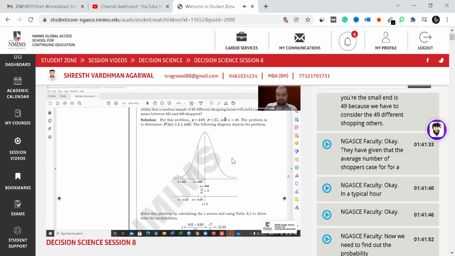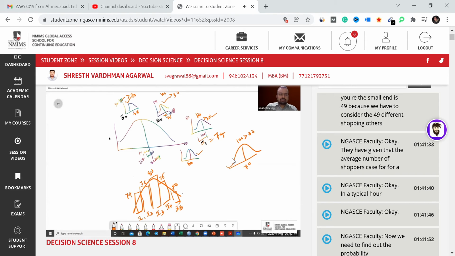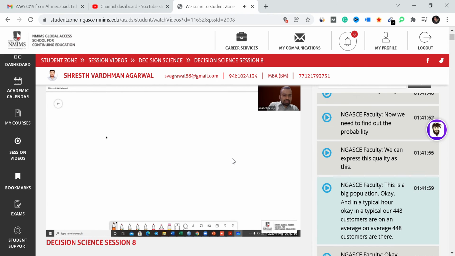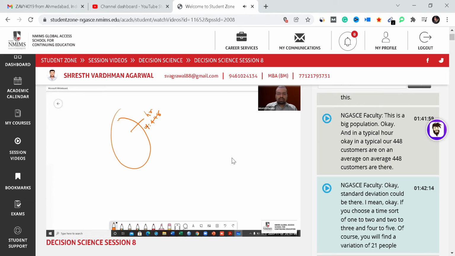Now we need to find out the probability. We can express this probability as this. This is a big population, and in a typical hour, 448 customers are there on average. The standard deviation is such that if you choose a time slot of 1 to 2, 2 to 3, or 4 to 5, of course you'll find a variation of 21 people.